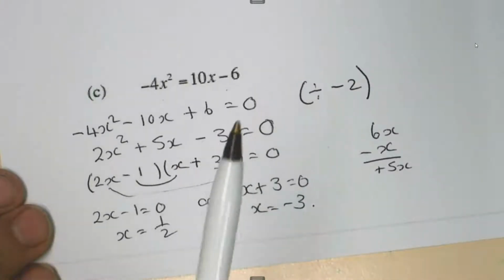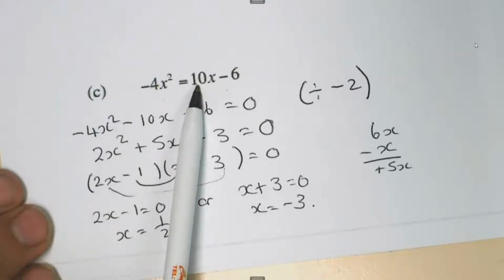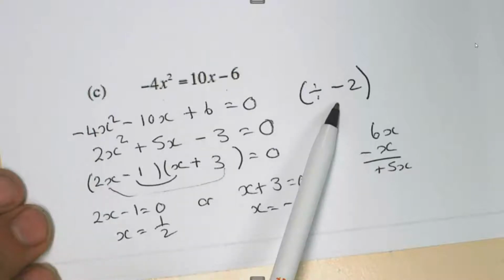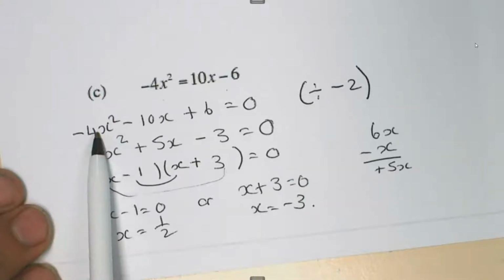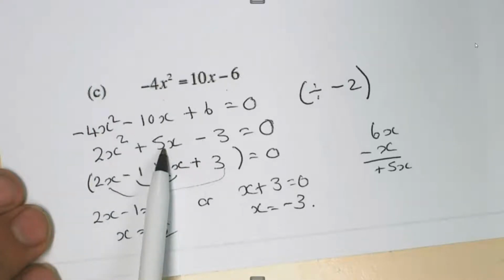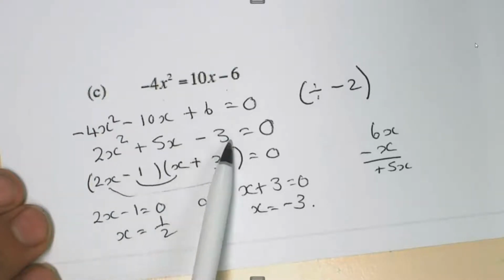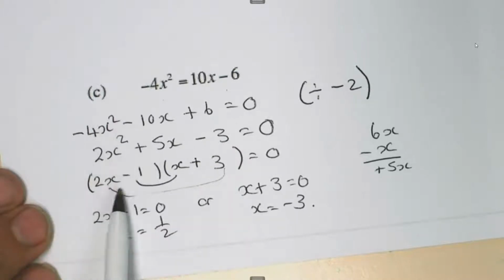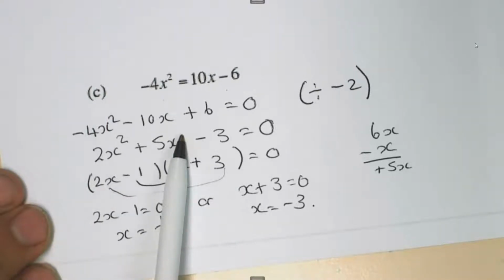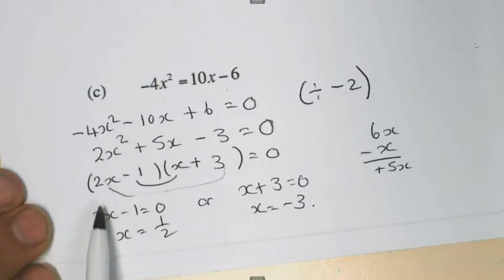Let's just go through this again. We take the 10x across, becomes negative 10x. The 6 becomes plus 6. Then I divide by negative 2. So negative 4 divided by negative 2 gives you plus 2x. Negative 10 divided by negative 2 is 5x. Plus 6 divided by negative 2 is negative 3. Factors of 2x squared is 2x times x. Factors of 3 is 3 and 1. Multiply the outers is 6x. Negative x gives you plus 5x, which is correct. And then you can say that x is equal to half or x is equal to negative 3.